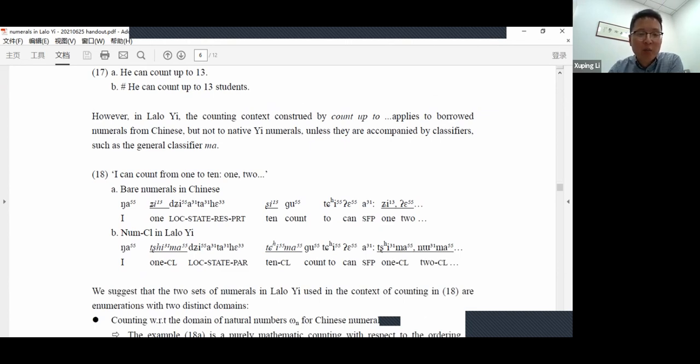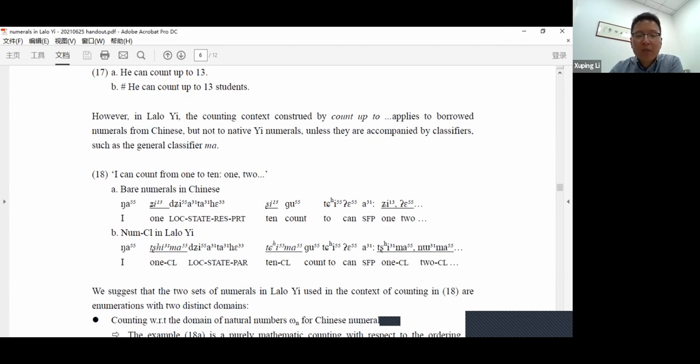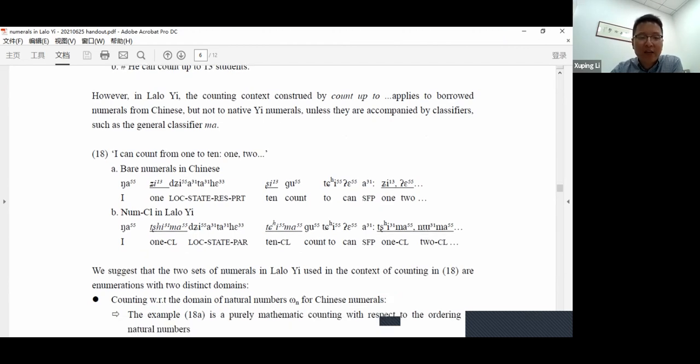you can either say, I can count from 1 to 10 by using the Mandarin classifiers in bare form, or use the native Yi numerals if they are used in the form of 1 cla or 10 cla. I can count from 1 classifier to 10 classifier. Okay, so both numerals can be used in this counting context.